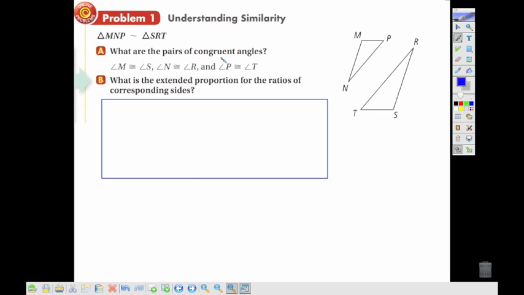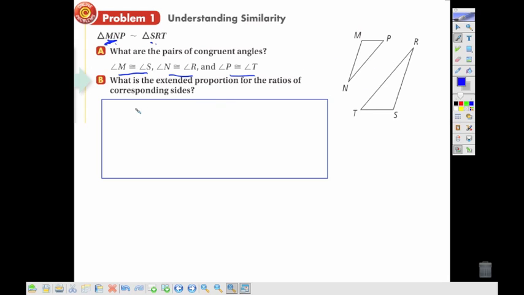Now if we're asked for the pairs of congruent angles, we should look at our similarity statement because we might be deceived by the actual picture. Because we'll know here that M and S go together, so we know that those are congruent angles. We can see N and R together, P and T together for the same reason. So the extended proportion is going to be based on that.